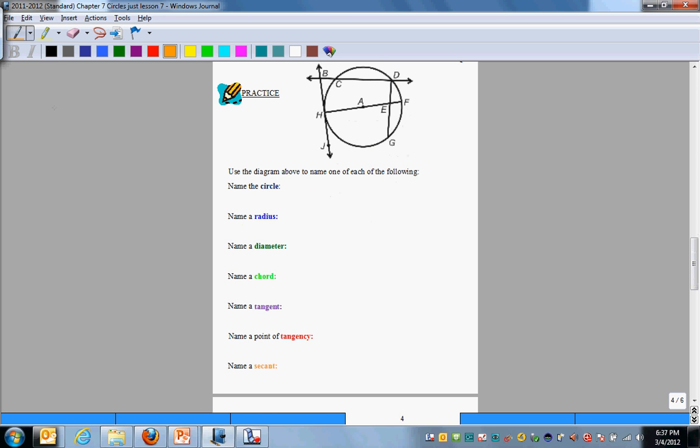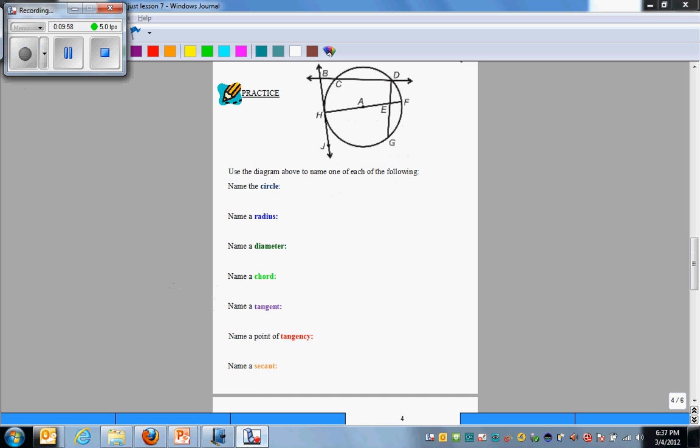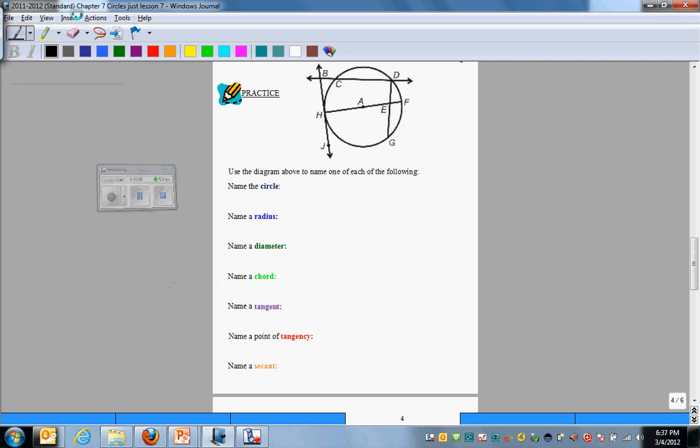Okay, so if we were to name this circle, remember I told you that you name circles by their center. So we would call this circle A, or the symbol would be circle A. A radius, there's several of them. A to F would be a radius. Also A to H. Notice both segments start in the center. A diameter would be one that goes all the way across, so H to F would be a diameter.